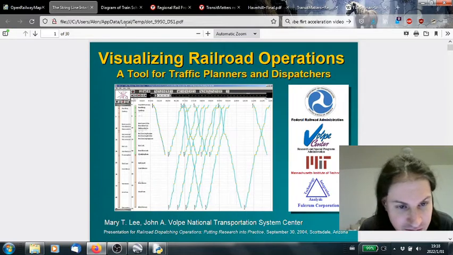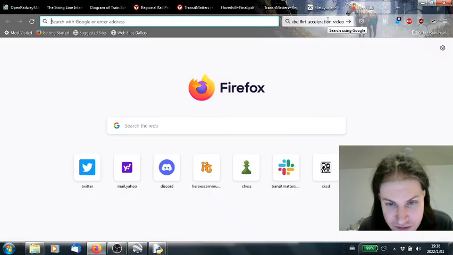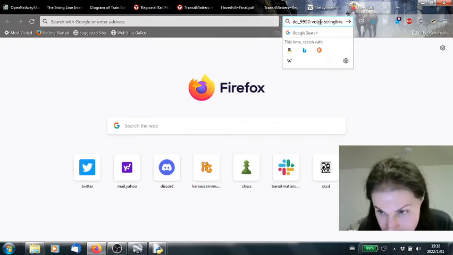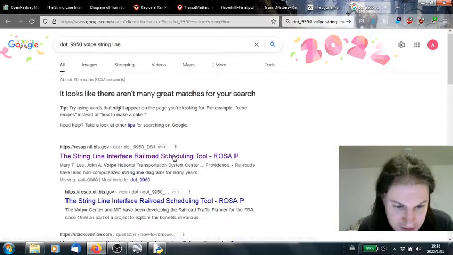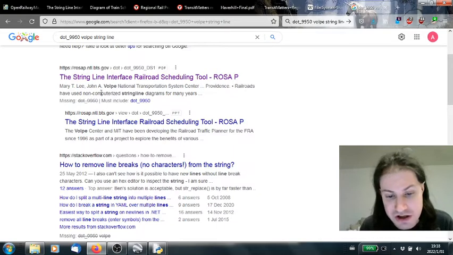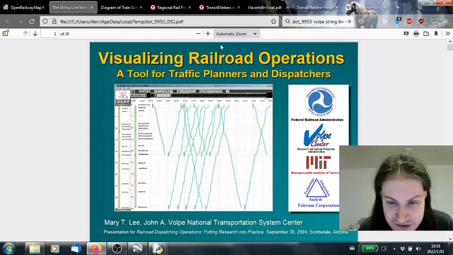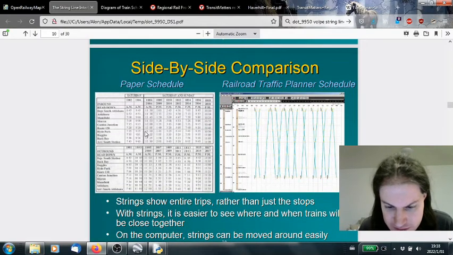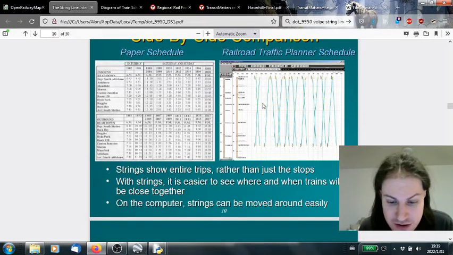Okay, maybe I should not have app data of this. So if you want to read this, I guess I need to do .950 Volvo string line. Yes, there are. Great, this is exactly what I'm looking for. So this is the link. It's called the String Line Interface Railroad Scheduling Tool. And to just download. So for example, the strings visualize where the meets are.